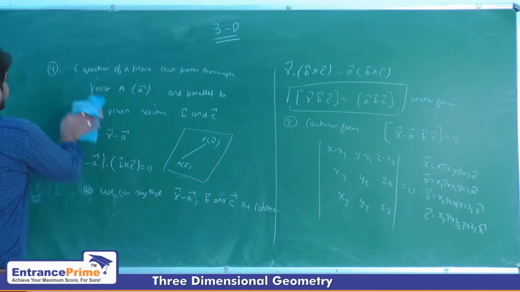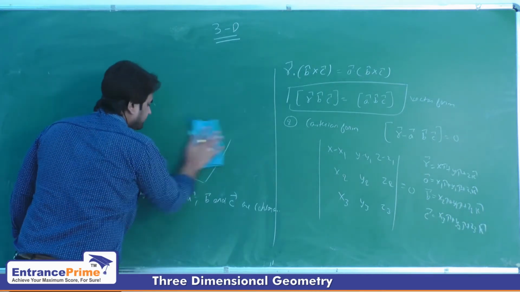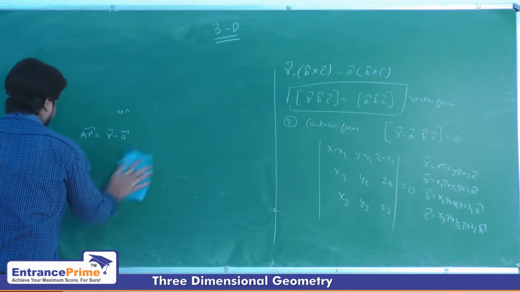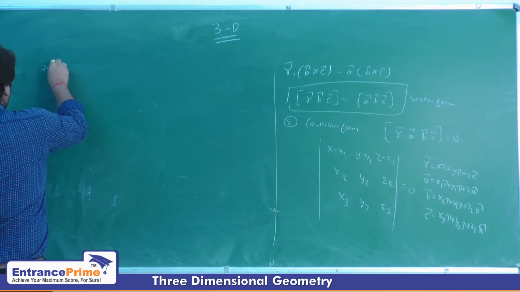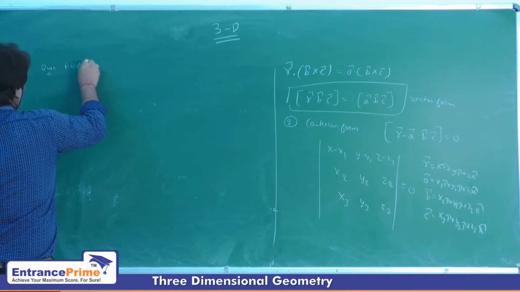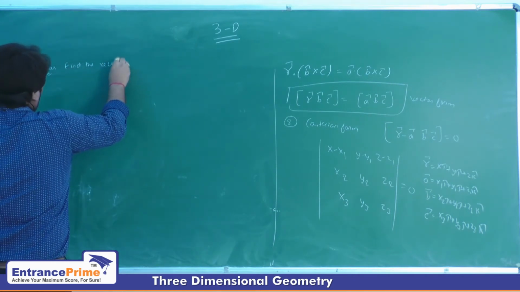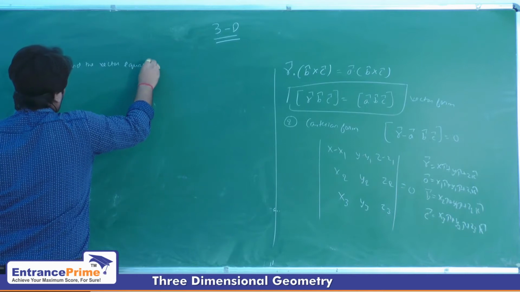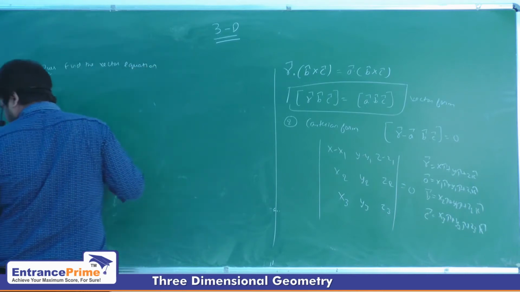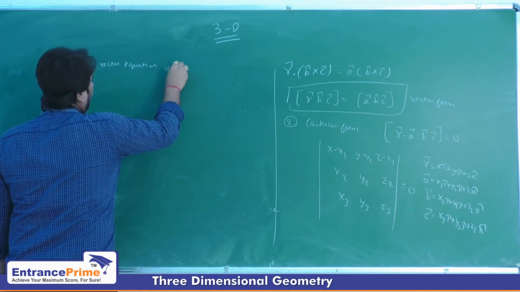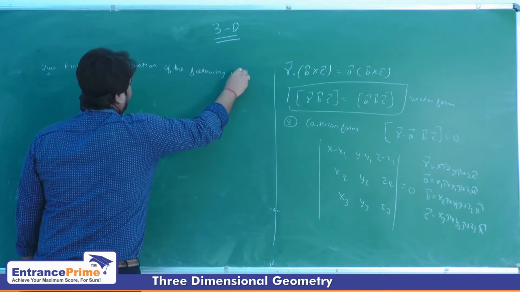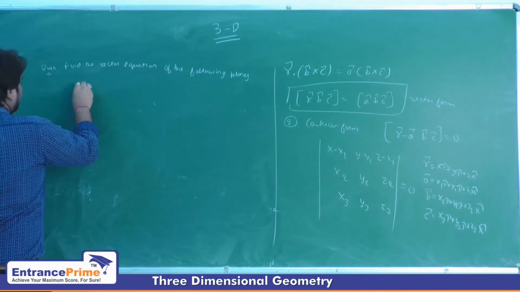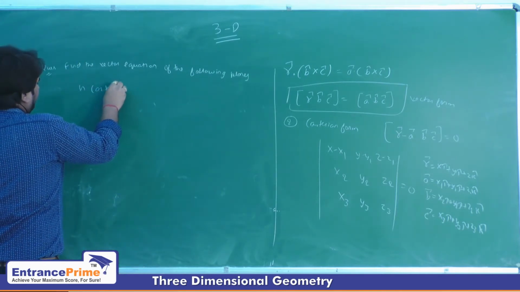Now we will do a question on this. Write down the question. Question is, find the vector equation of the following planes in Cartesian form.